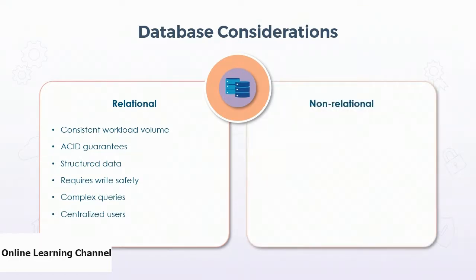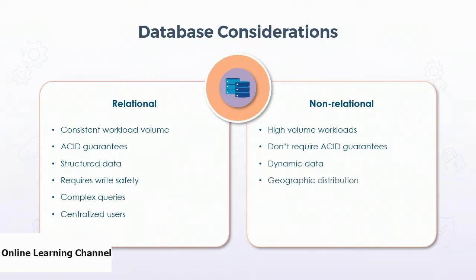Non-relational databases, on the other hand, are streamlined to handle very high volume workloads. They achieve this by not adhering to ACID guarantees. They're great for managing data that's dynamic, such as ingress data that doesn't have a strict format. They're perfect for geographic distribution.